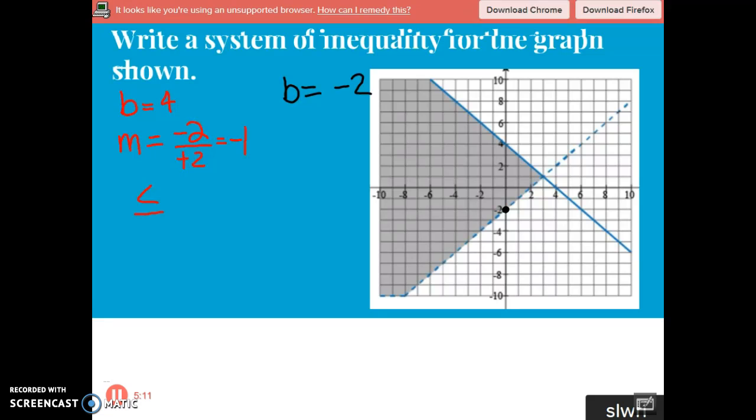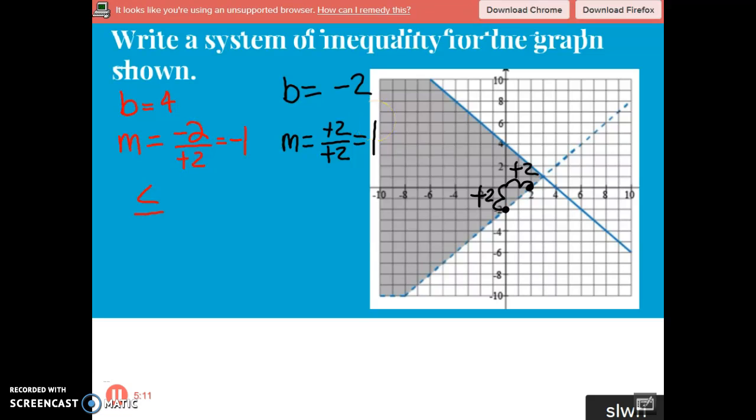I'm going to pick another point on this line, and I can pick any point I want to. So I'm going to pick that one. And let's count the movements. We move up, down first, then left, right. So from (0, -2) to (2, 0), I'm going to move up 2 and right 2. Those are two positive movements. So my slope would be positive 2 over positive 2, which would give me a positive 1.